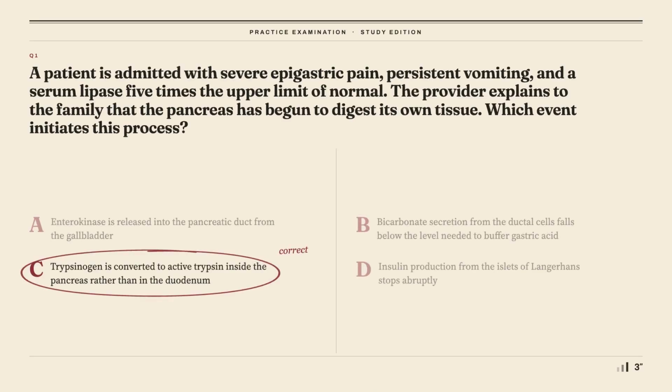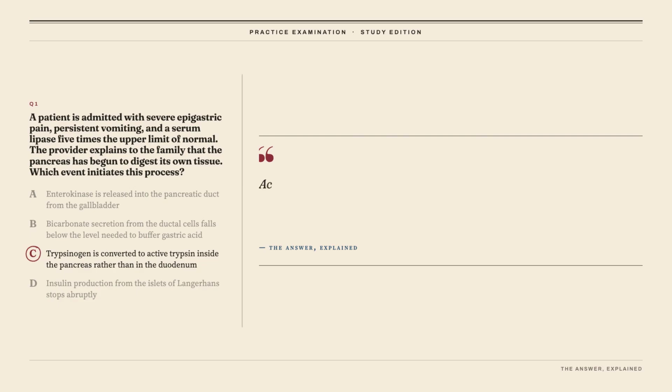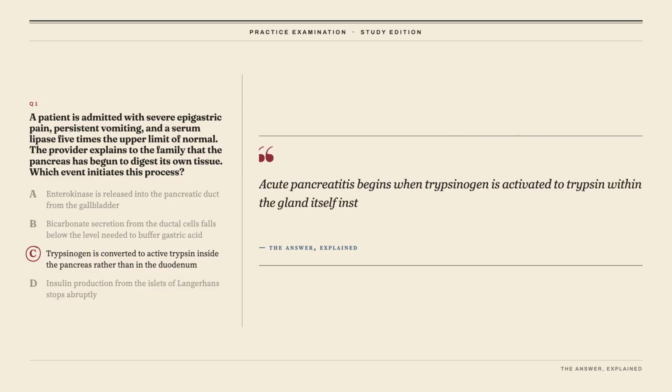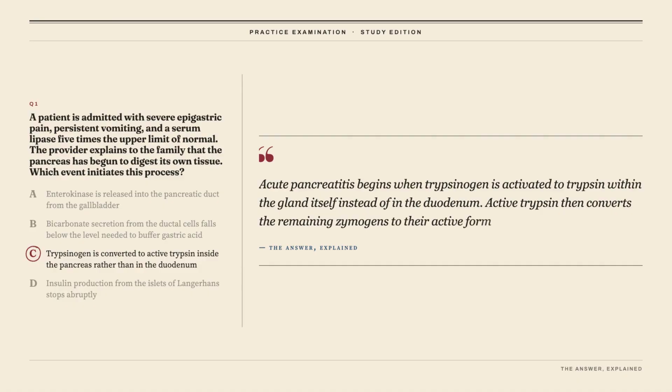The correct answer is C. Trypsinogen is converted to active trypsin inside the pancreas rather than in the duodenum. C is correct because acute pancreatitis begins when trypsinogen is activated to trypsin within the gland itself instead of in the duodenum. Active trypsin then converts the remaining zymogens to their active forms and autodigestion follows. Every risk factor for pancreatitis ultimately converges on the single event.